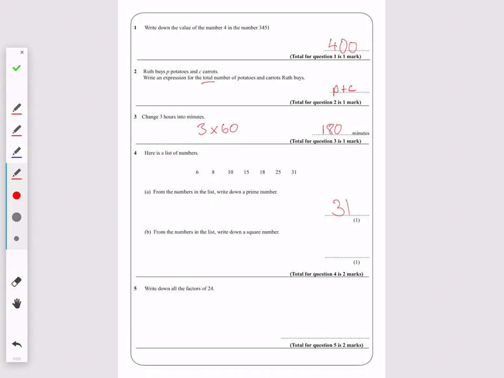Part B, from the list of numbers, write down a square number. So a square number is where you multiply a number by itself. So 1 times 1 is 1, 2 2s are 4, 3 3s are 9, 4 4s are 16, 5 5s are 25. So 25 would be a square number.